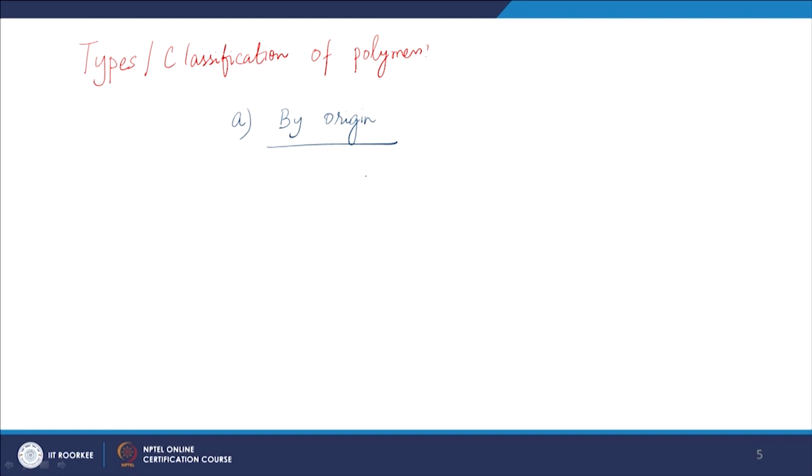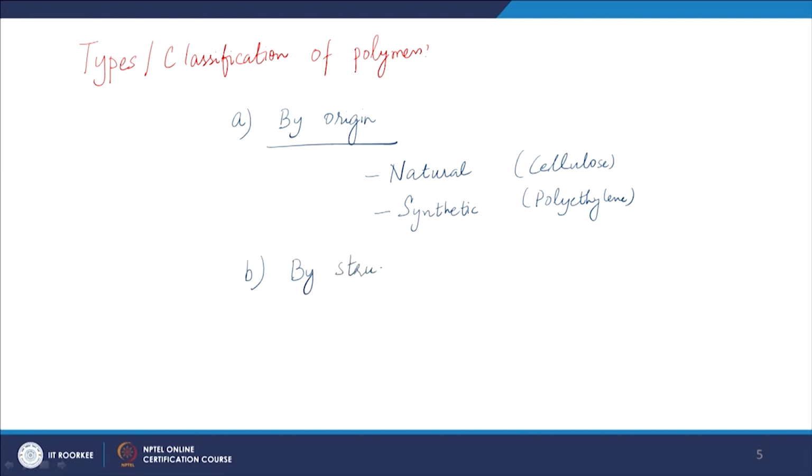So, it can be, for example, a natural polymer, and the example is cellulose, which you find in, say, trees or cotton. And then we have synthetic polymers that we really make in a laboratory or in an industry, from sources which are not natural typically. For example, polyethylene, and we already told you what polyethylene is. So, then there is one more classification, and that is by structure.